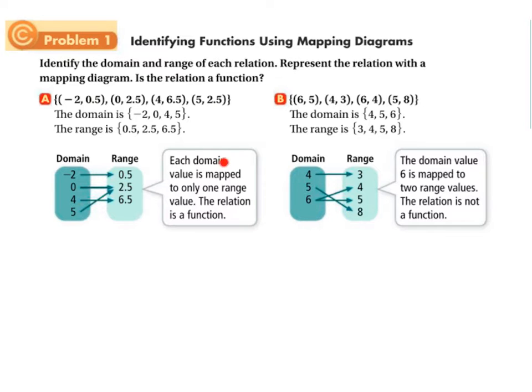okay? Each domain value, each number over here, is mapped to only one range value. Like, for example, 5 is only pointing to that. 0 is only pointing to that. So this is a function.